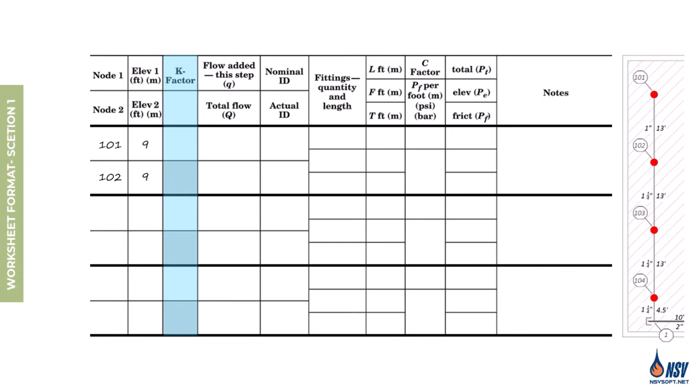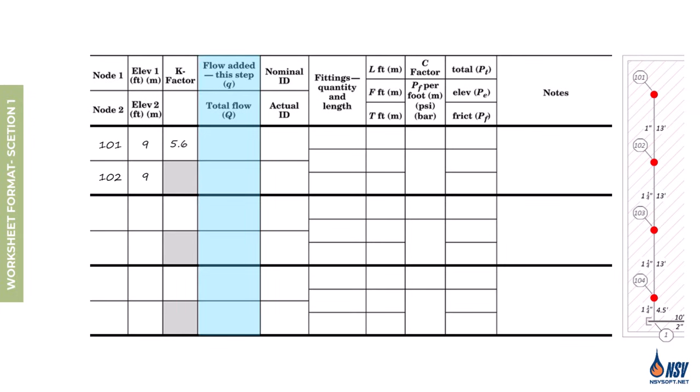In the third column, we record the K factor of the starting node. This value can either be the K factor of a sprinkler or the equivalent K factor of another part of the system for which we want to determine the flow rate. In our example, since the sprinkler is located at node 101, we enter 5.6 as the sprinkler's K factor.